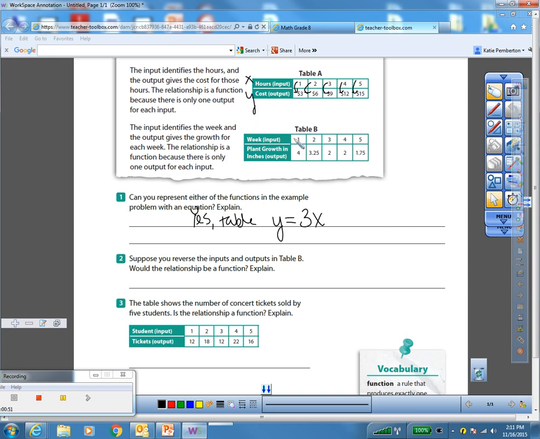As you move to table B and you're looking from input to output here, there's not a nice, neat multiplication or division you can do to go from input to output. So table B would not work with an equation.